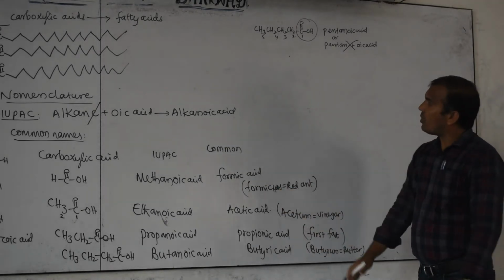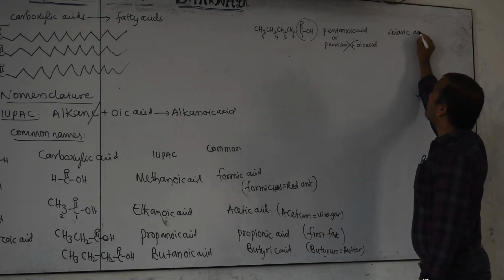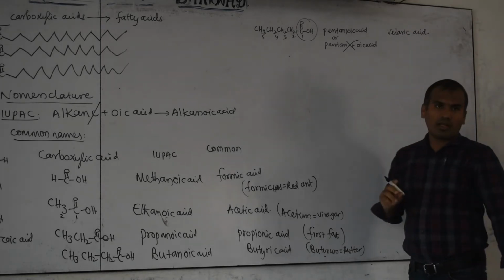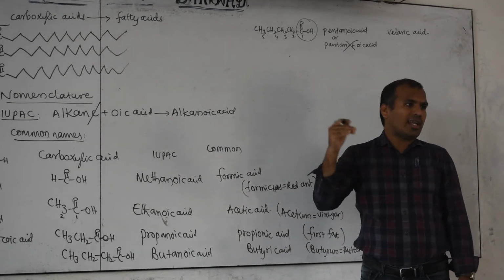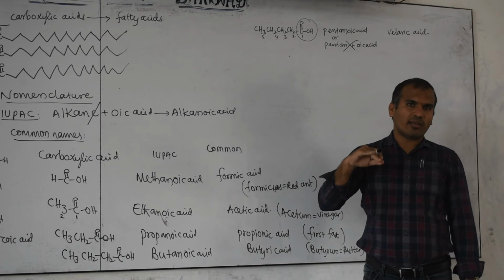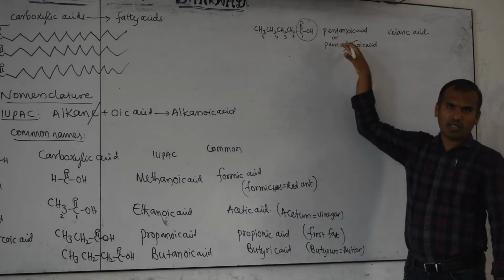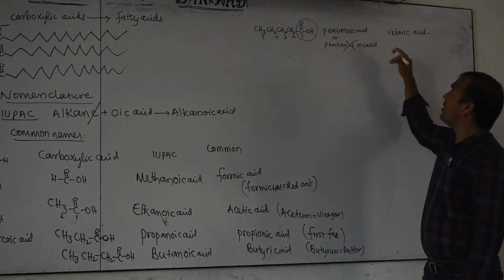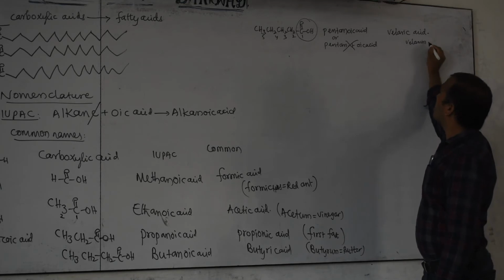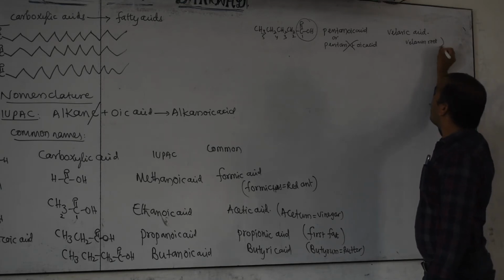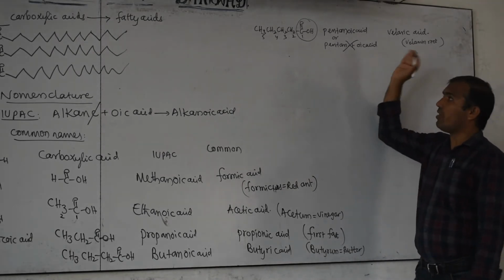Next, the common name. What do you call it? Valeric acid. In alcohol also I told you that if 5 carbons are there, valeryl alcohol. If aldehyde is there, valeryl aldehyde. Here a 5 carbon carboxylic acid is there, valeric acid. It is derived from valerian roots. Okay, it is isolated from valerian roots. That's what is called valeric acid.